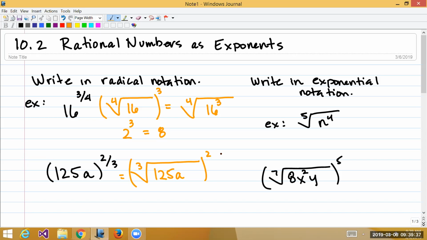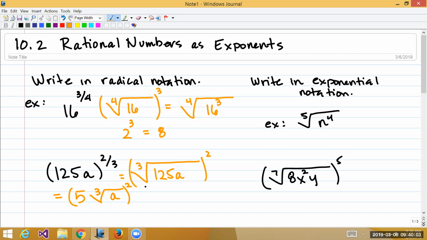Now let's simplify this. So once again, if you look at this, does 125 have a cube root? Yes, it does, 5. So we can go ahead and bring the 5 out, but does a have a cube root? No, it does not. So we can bring the 5 out, cube root of a, and then this whole thing squared.